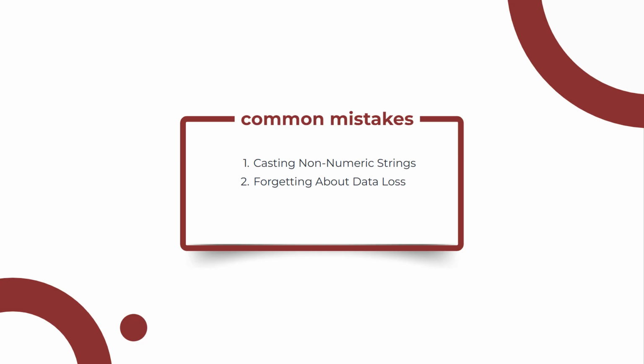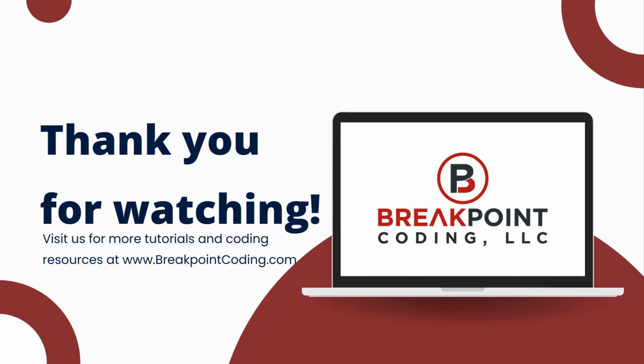In this video, we explored how to convert strings into integers and doubles using Integer.parseInt and Double.parseDouble. We also learned about casting between numeric types, including implicit and explicit conversions. Now it's your turn to practice. Try using these techniques with your own variables and see what results you get.